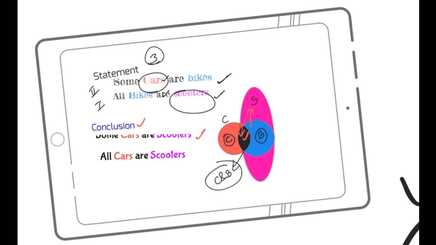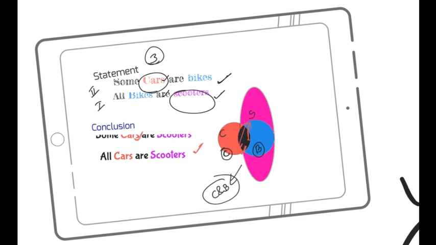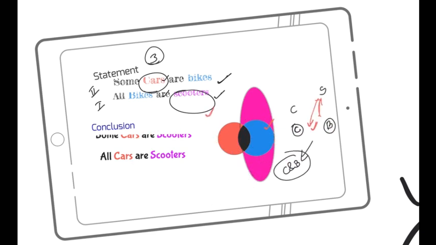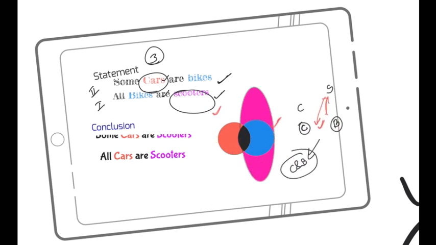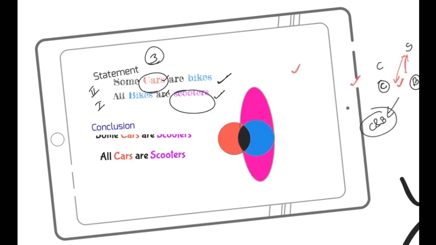All cars are scooters? No, because for that, the entire red part, if I keep all of it aside and put this entire red part here, it should have gone inside, right? But this may happen or may not happen. For this, all cars are scooters, I want this to go inside, but this is not the case. This is actually in this way.